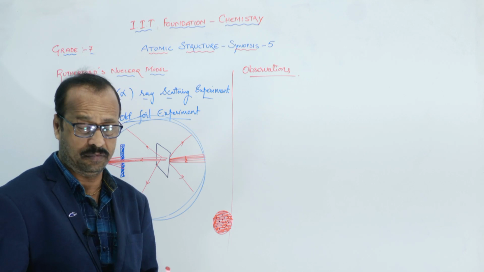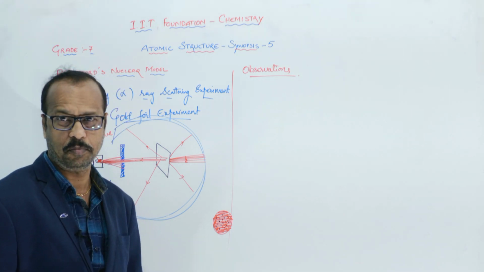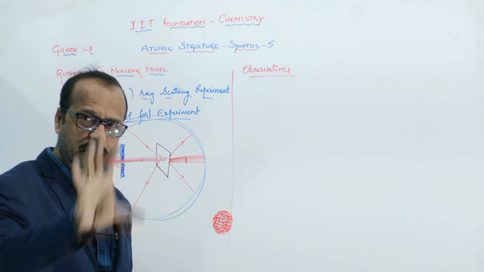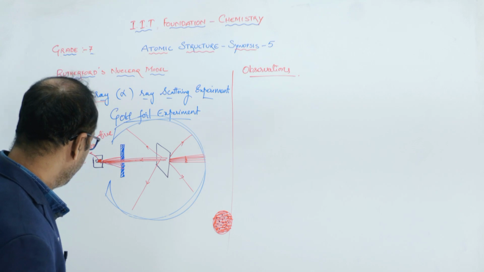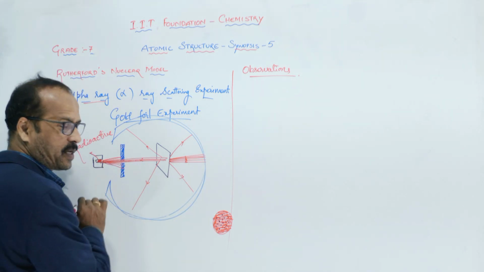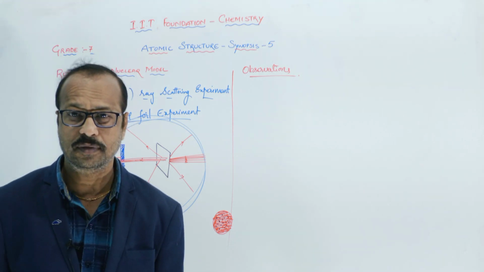Sorry, that is Thomson's atomic model, not Rutherford's. So this red color is what? The total positive charge. This is a positively charged sphere. Here Rutherford is passing what? Alpha particles. Alpha particle is what? A positively charged particle.